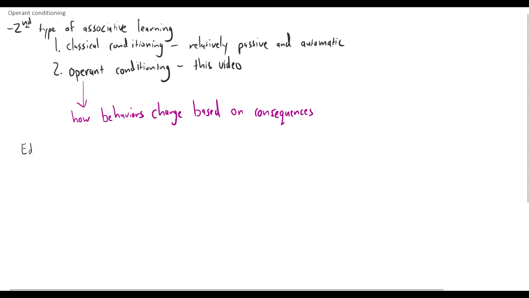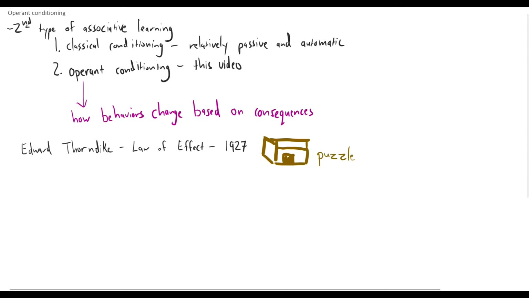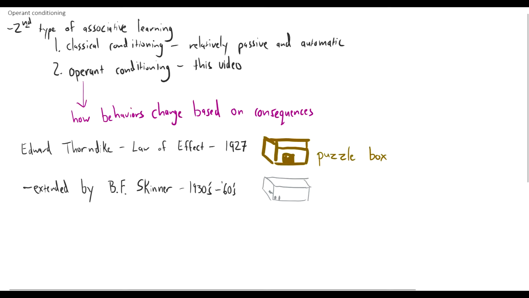This work was first formalized by Edward Thorndike when he described the law of effect back in 1927. He used puzzle boxes with cats inside trying to learn how to escape from the box, and we'll look at this in class. And the law of effect was extended by B.F. Skinner, who was most active from the 1930s to the 1960s. And he pioneered something called a Skinner box, which is a behavioral test chamber often used with mice and rats. We'll look at both of these experimental setups in class.